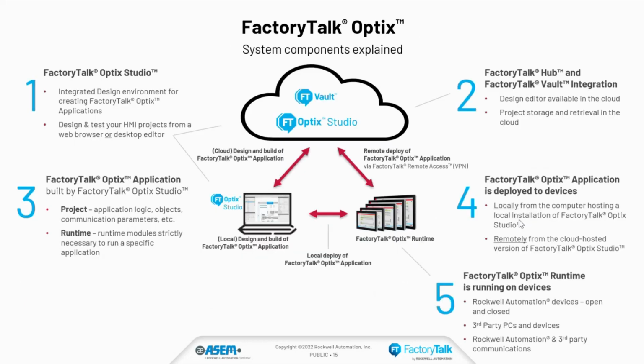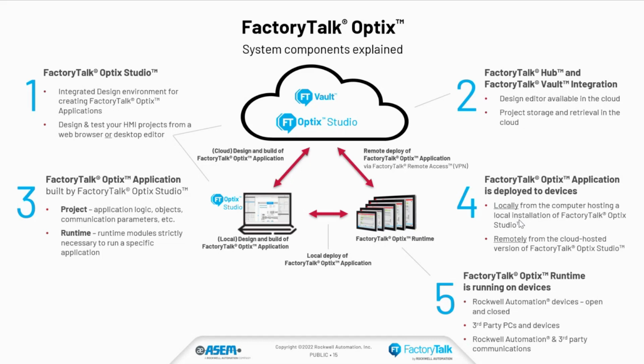So now that we have an idea of what FactoryTalk is and its capabilities, let's talk about the components that make up FactoryTalk Optix. First is the FactoryTalk Optix Studio. This is the design and configuration environment where you would build, design, and test your FactoryTalk Optix HMI applications. It is available in two forms. You have your local desktop editor, so you would download FactoryTalk Optix Studio to your computer and work on it there, or the web browser version, where FactoryTalk Optix Studio is hosted in the cloud, so you access that through your web browser.